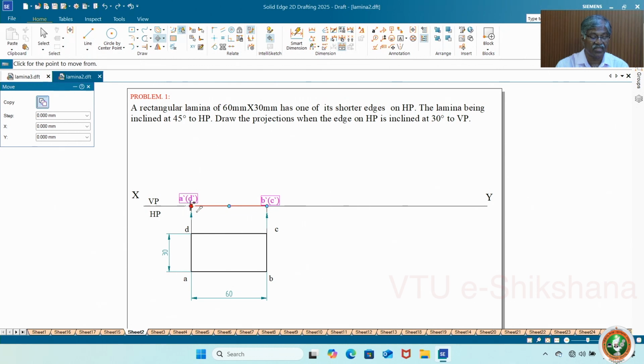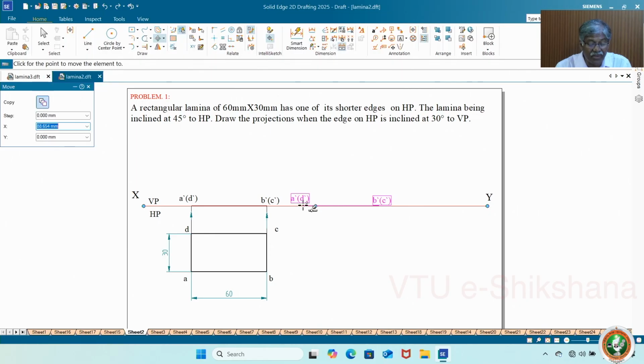Now you move this. You can take any point, if you want, you can simply move like this. But better you take a particular reference and do it. It is easy for you to place it on the line. Otherwise, you have to struggle a lot to keep it on the XY line. Otherwise, it will be above or below. Now, you take the end point, better move.